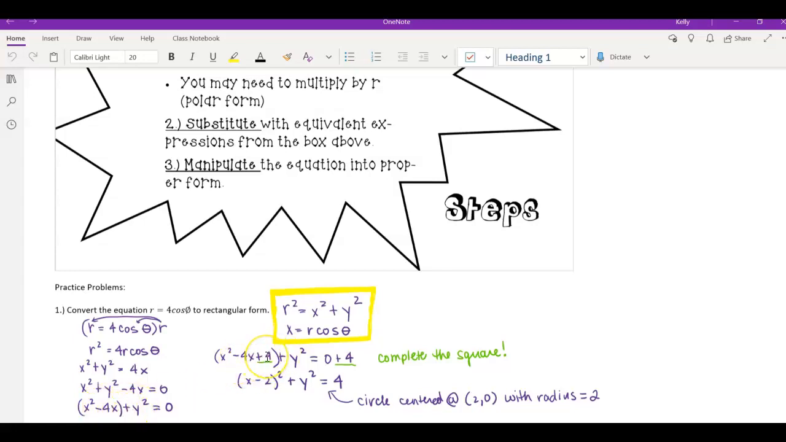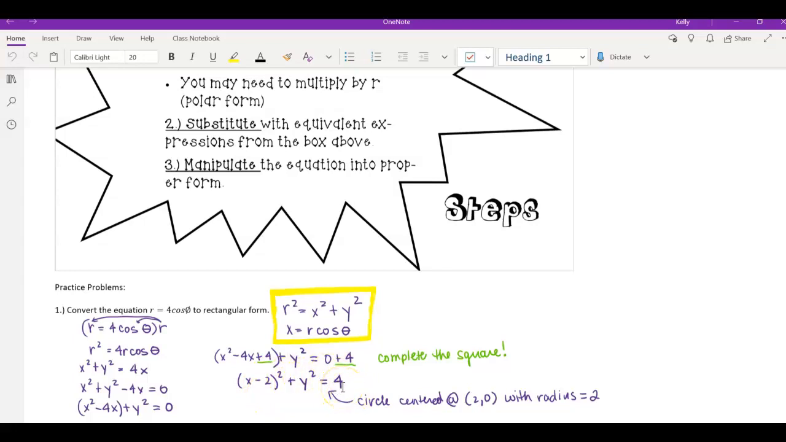That gives me a plus 4 over here so that I get a complete square inside the parentheses. If I add 4 on this side, I need to add 4 on this side. And then this factors very nicely. That's the whole point of completing the square, into (x minus 2) squared. And then over here we have 4. That gives me the equation of a circle centered at (2, 0) with a radius of 2.